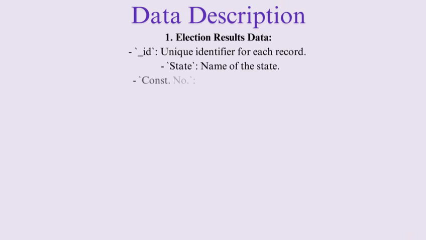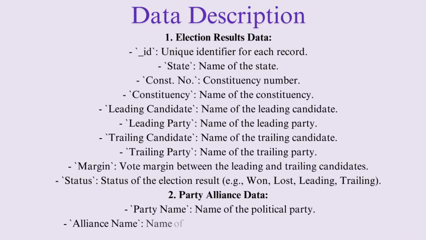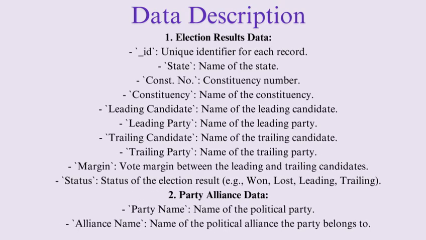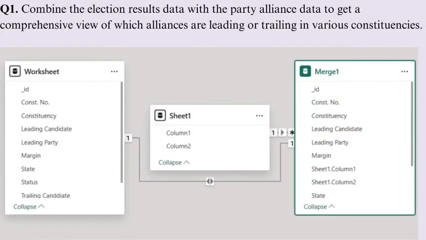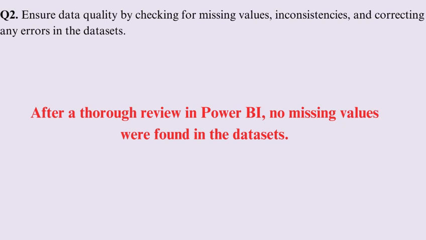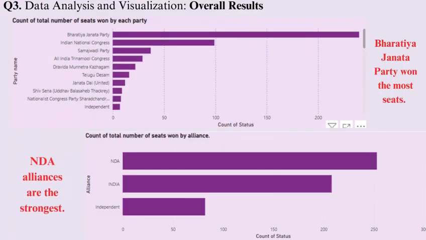We analyze two datasets: election result, which includes details like state, constituency, candidates and vote margin, and party alliances data, highlighting party alliances. Here we merge our data. We integrate the datasets to link parties with alliances and ensure data quality by checking for missing values and inconsistencies. Fortunately, there were no missing values.